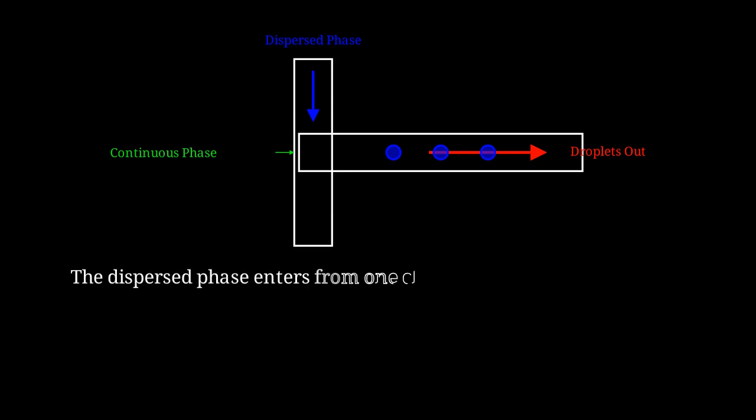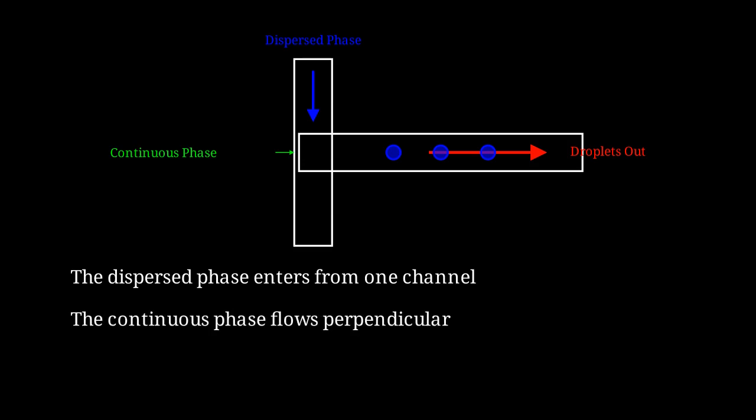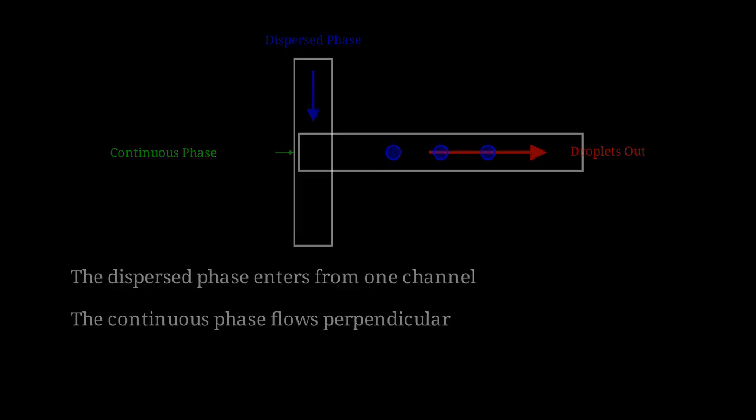The dispersed phase is the liquid that will form the droplets. Think of it as oil if we're making oil and water droplets. The continuous phase is the carrier fluid. It flows perpendicular to the dispersed phase and sweeps it into droplets.